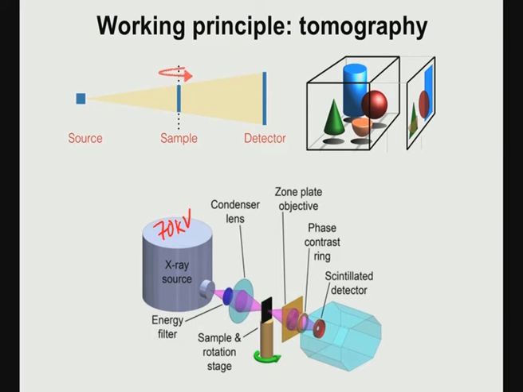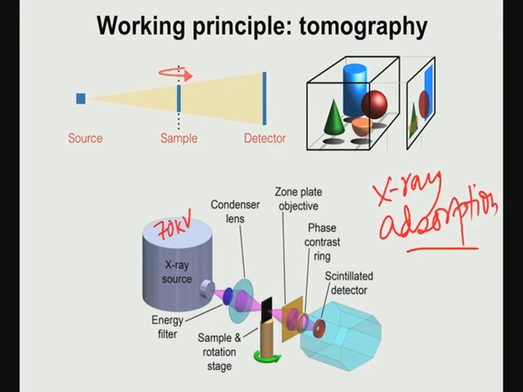Typically in the X-ray diffraction technique, the accelerating voltage of the X-ray beam is around 20 kilovolt. Here you are using a very high energy X-ray beam, and this technique is essentially an X-ray absorption based technique. You have a 3D scaffold, the sample is rotated through 360 degrees, and each time the X-ray beam comes, it makes a 2D slice at the detector.